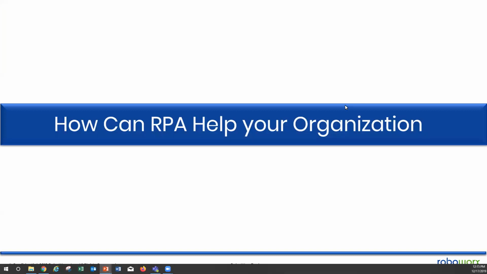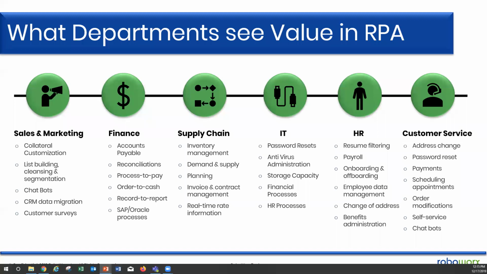Okay, now that we know what RPA is, robotic process automation, how can it help your organization? So here's the thing with RPA. It can be used in so many different departments within a company. Sales and marketing is a good example. Finance, as I mentioned, is one of the most popular use cases for RPA. And you'll note here that I mentioned SAP, Oracle, etc.